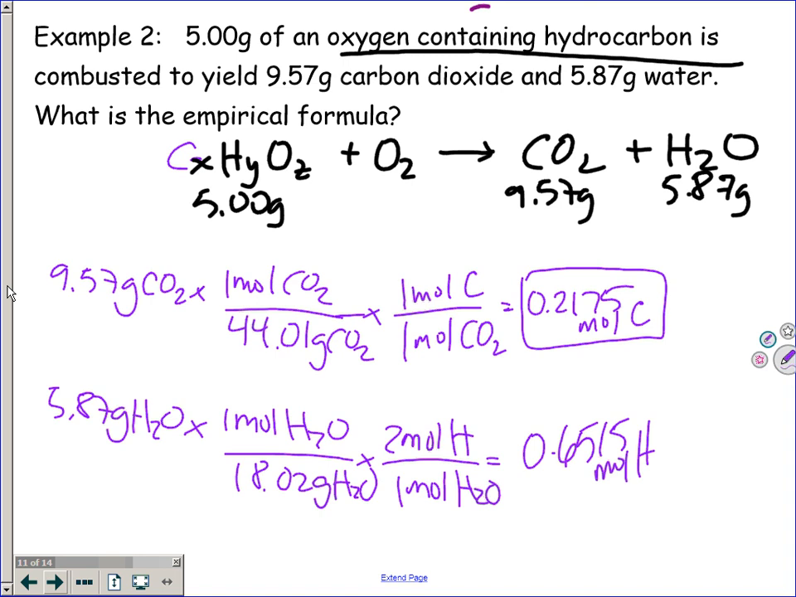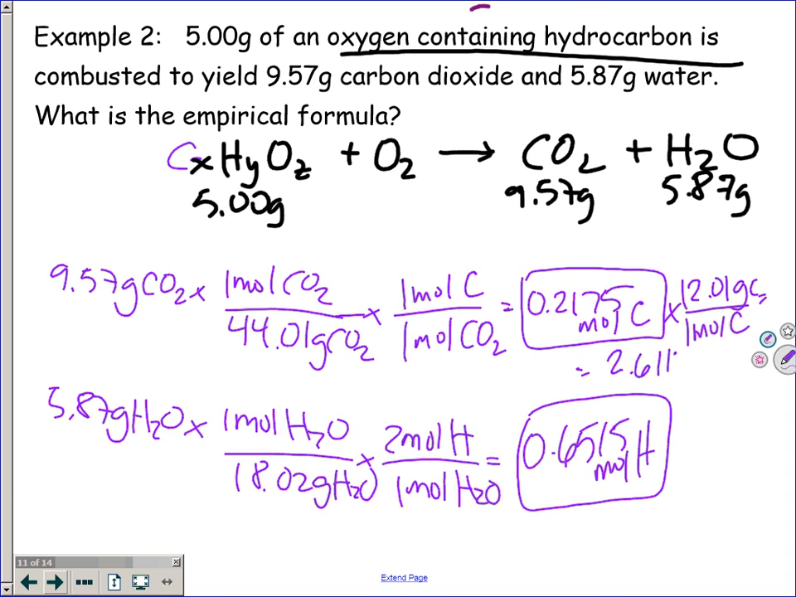The little caveat for when it contains oxygen is you had to also convert these to what? To grams. Because what we're going to do is compare these grams to what was in here, and we're going to see how much oxygen was in that hydrocarbon. So back to grams, right? So 1 mole of carbon, 12.01 grams of carbon is, forgive me, I'm going to write it down here, 2.6115 grams of carbon.